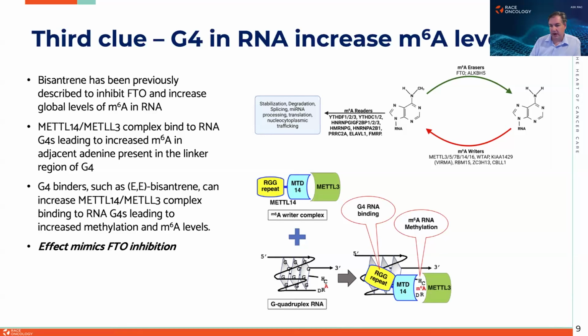quadruplex structures within RNA attract the binding of METTL14, which is part of the complex that does the writing, and increases the activity of those. So what happens is, stabilize G4 quadruplex, you increase M6A methylation, and that looks the same from outside as inhibiting the erasers. It basically mimics the effect of FTO inhibition.